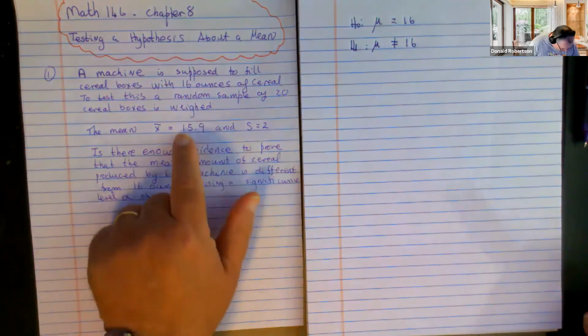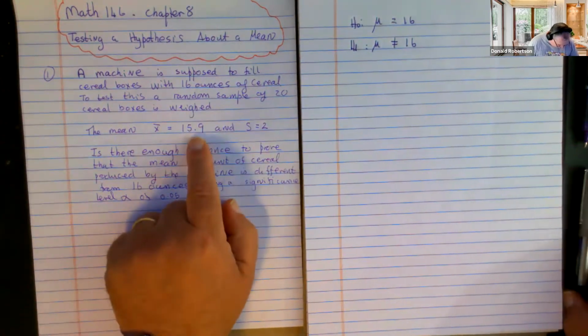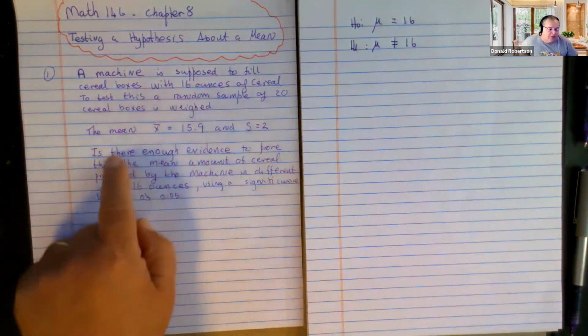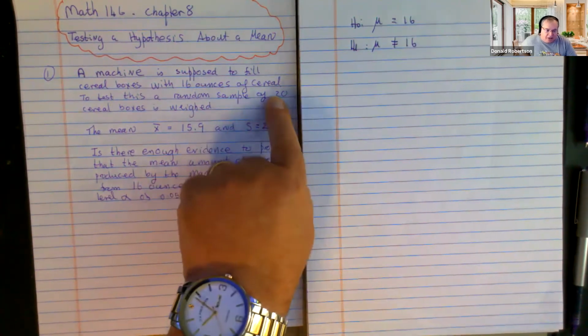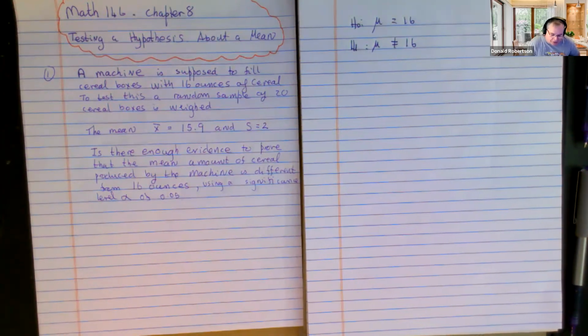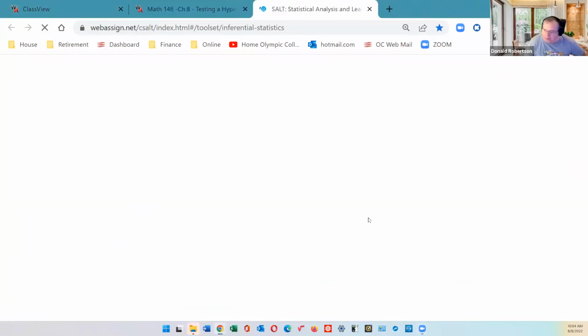And now all the other information is basically going to be put into our salt, right? That's the mean of our sample. That's the standard deviation. And there we are. There's n. And we're going to do a significance of 0.05. So I'm now going to nip over to a salt button. And hopefully it'll work. And we'll see what kind of p-value we get out of it. Now, don't worry about this story because I'm not using this story. I'm just using it for the salt button.